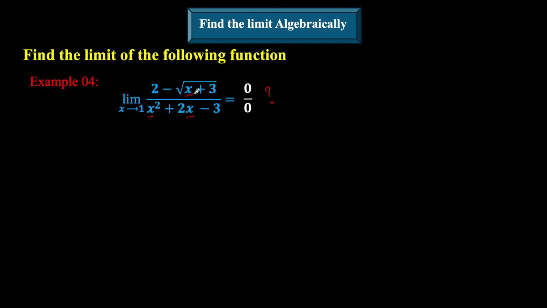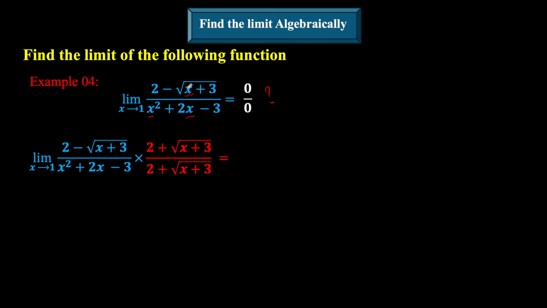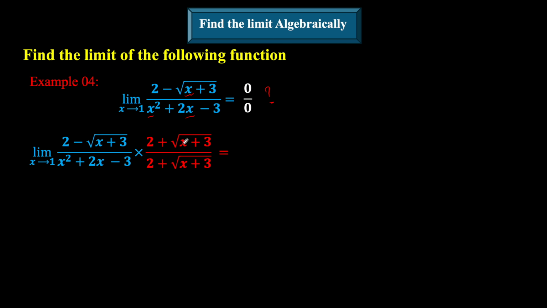So here ask yourself, where do I have the square root? I have it on the numerator, right? So you'll multiply the equation by the conjugate instead. So this is minus, we'll make it plus: 2 plus the square root of x plus 3. Okay, so we multiply the equation by 2 plus the square root of x plus 3.